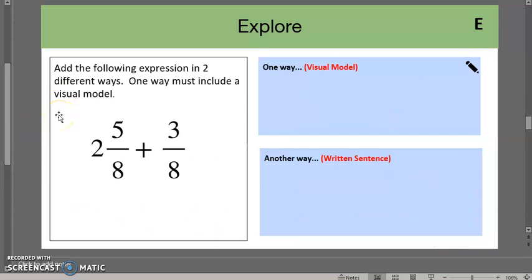Here's another problem. Add the following expressions in two different ways. One way must include a visual model. So we can continue to look at two different methods. One is a visual model and the other is a written sentence. You can use the same ideas in the previous slide to record your responses. We're going to move on to the next slide, which shows an example of each.